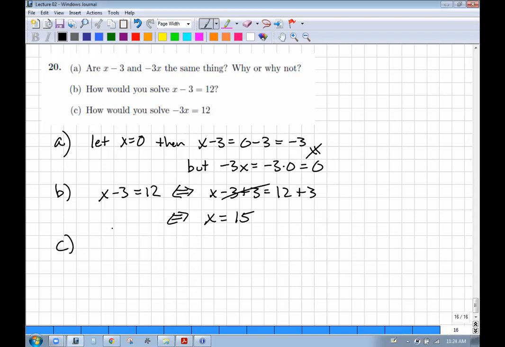How would we solve negative 3x equals 12? Well, we're multiplying the x by a negative 3, right? So we just divide both sides by negative 3. Negative 3 over negative 3 is just 1. So we have x equals negative 4. 12 over 3 is 4. The minus, it doesn't matter if it's on the top or the bottom. There you have it.